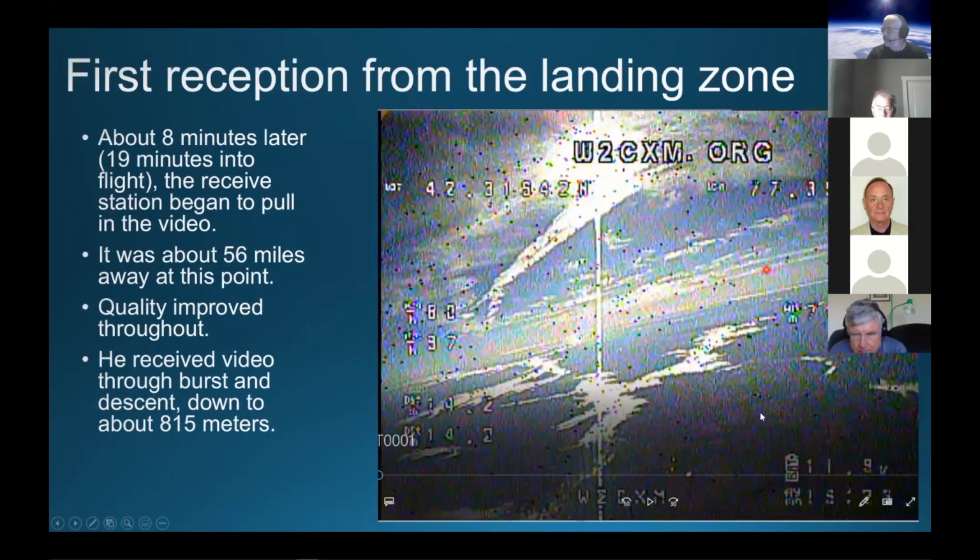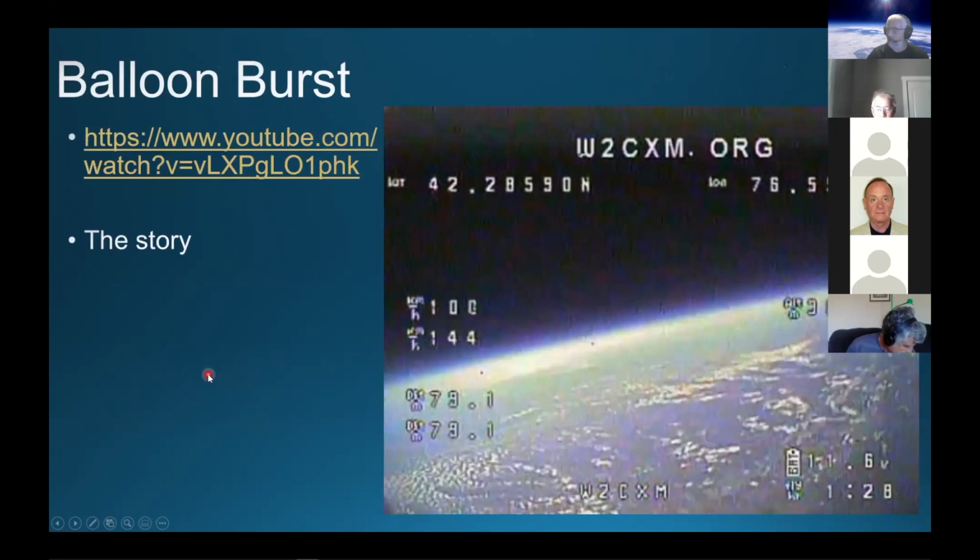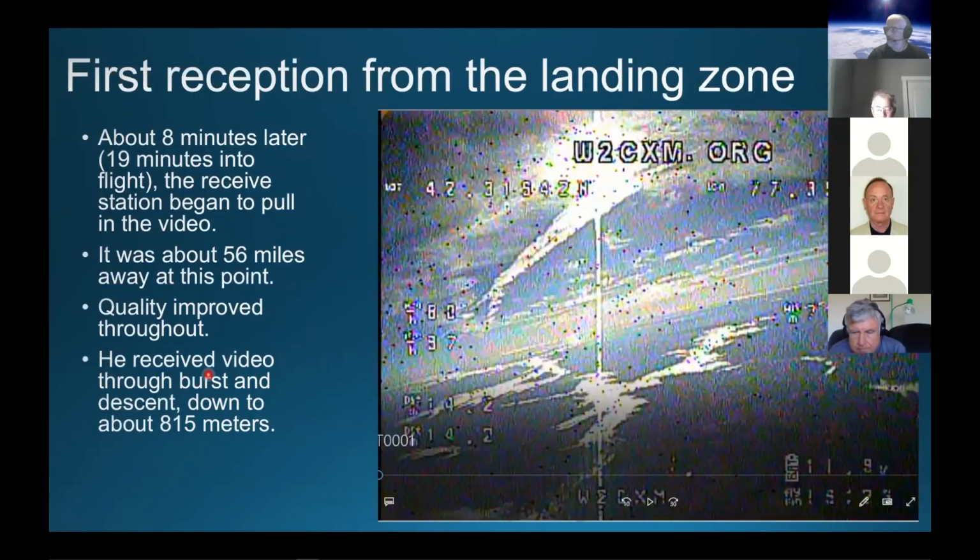So here's his first reception. We were at, this is altitude in meters, 7,000 meters. Again, you can see the Finger Lakes here. And at that point, it was 56 miles away from where he was. And this is sort of the first of the picture he got. The picture only got better for the rest of the flight as he received it from his station.